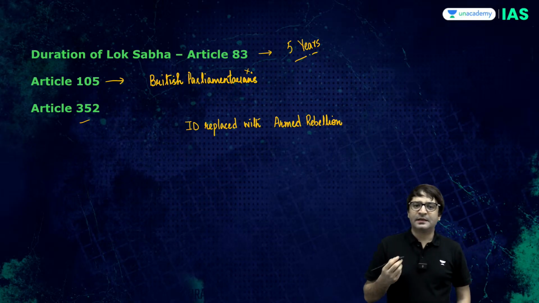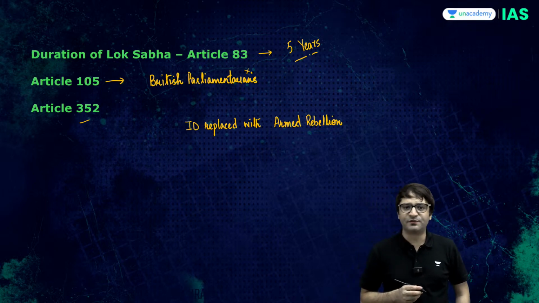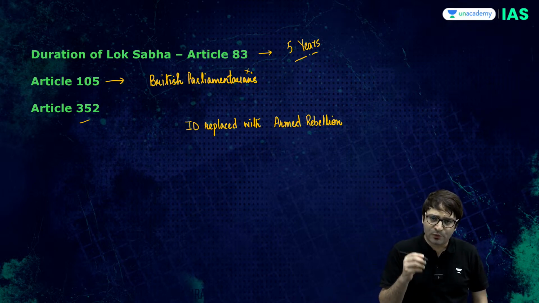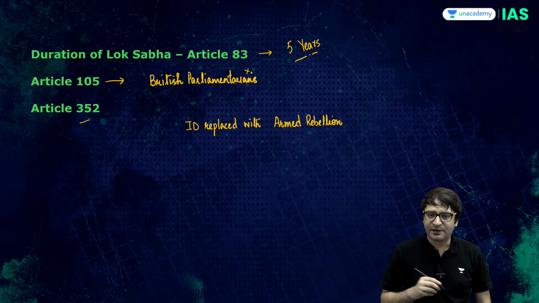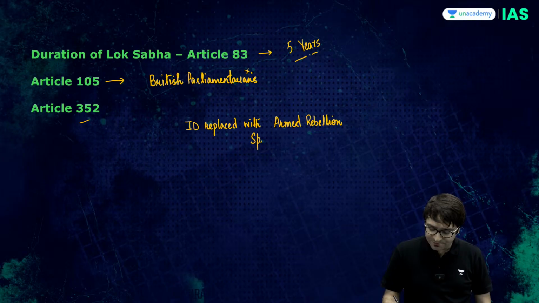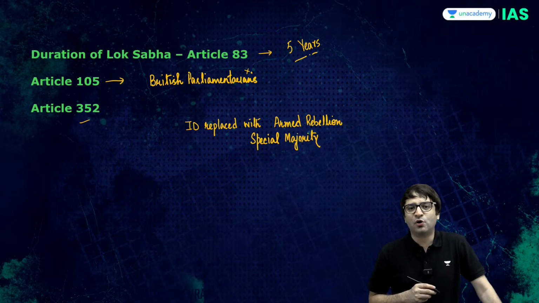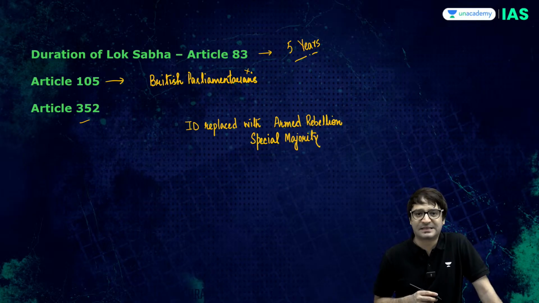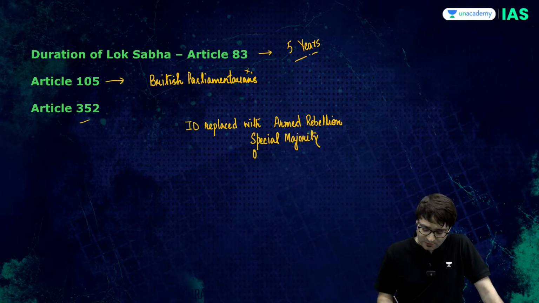In fact, national emergency under Article 352 could have been imposed by the President and should have been approved by both houses of the Parliament by simple majority. That simple majority ratification got changed to special majority. It should have been approved by both houses of the Parliament within 2 months. Within 2 months got changed to 30 days or 1 month.